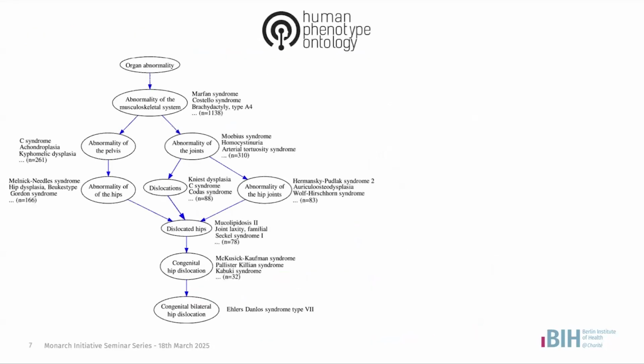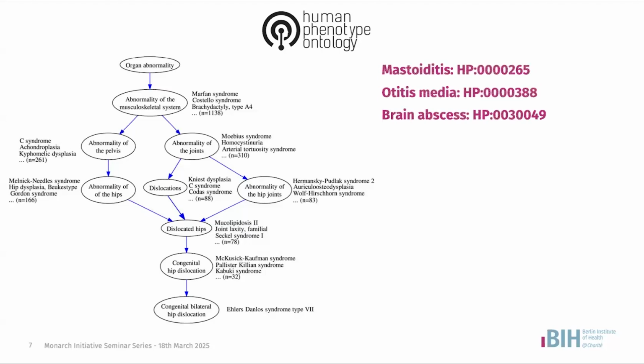And how are ontologies built? They're usually built in a tree-like structure with dependencies between each other, so that a dislocated hip is not just a dislocated hip, it's also a dislocation, it's an abnormality of the hip joint, but also an abnormality of the hips. Now that's nice to have, but how do we, for example, process and capture this data?